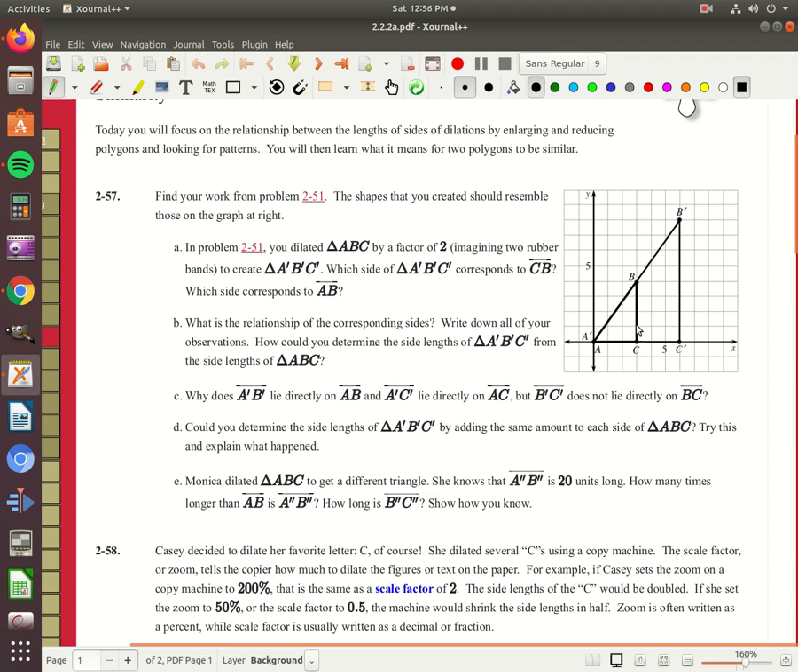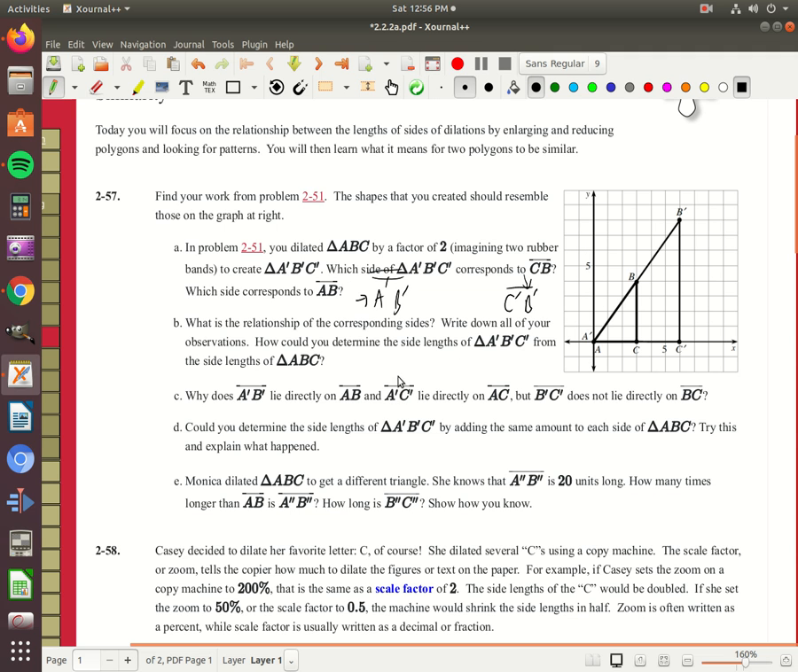Well, CB is right here, so I would say B prime, C prime probably does. So here I will say C prime, B prime. I could also call it B prime, C prime. It doesn't matter if you go B prime, C prime or C prime, B prime. It's the same. Which one corresponds to AB? Well, I would say A prime, B prime does. So hopefully we're all on board with those.